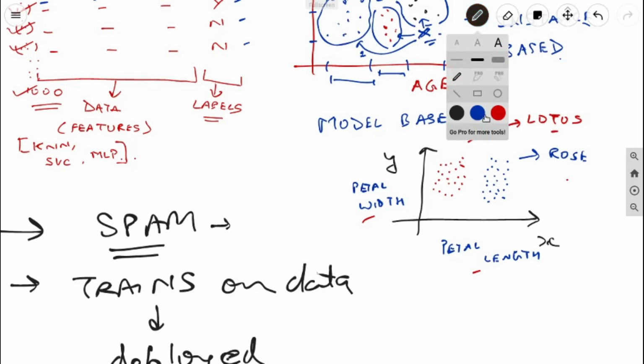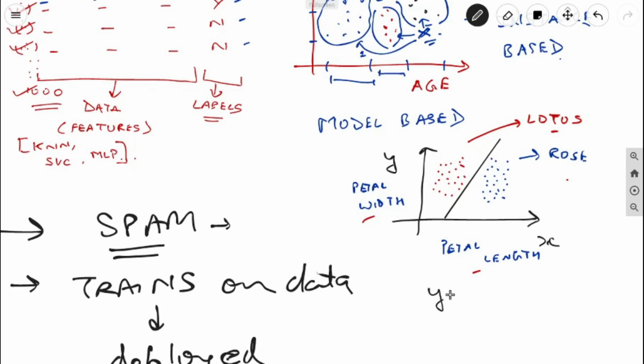It's quite visible to us right now that if we draw a straight line from here, this line divides lotus and rose within this feature space, this x and y space where we are plotting petal width versus petal length. The equation of this line is going to be something like y equal to mx plus c, right? That is the equation of any straight line.